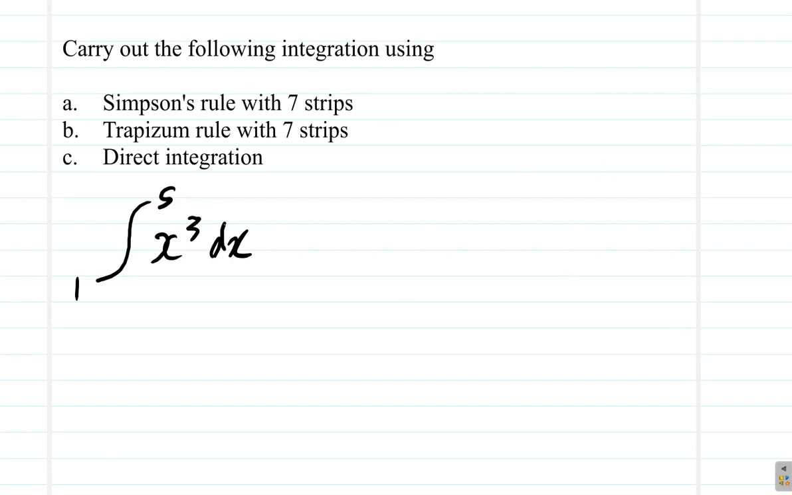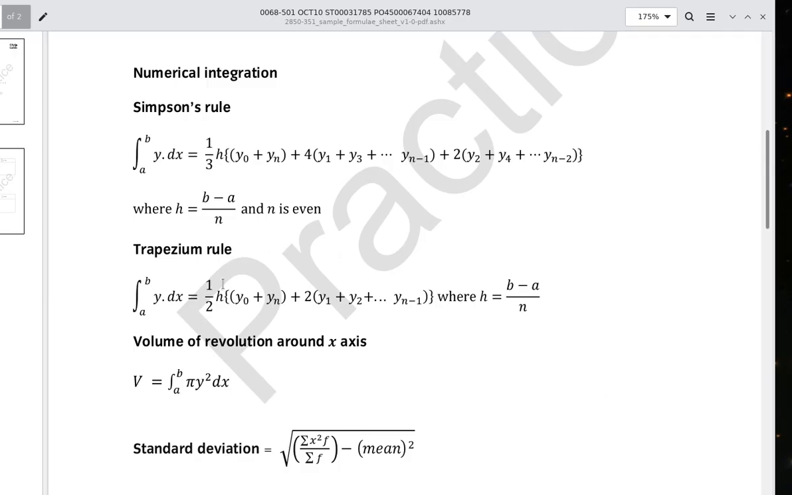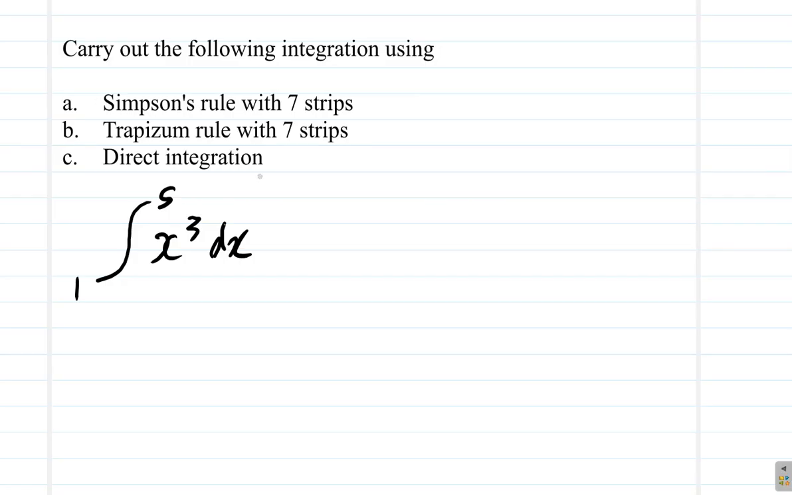Now look at this. The rule here is that when it comes to Simpson's rule, the number of strips n should be even. Alright? There should be even strips. But we're violating it using 7 strips. Let us see how that will affect our results.